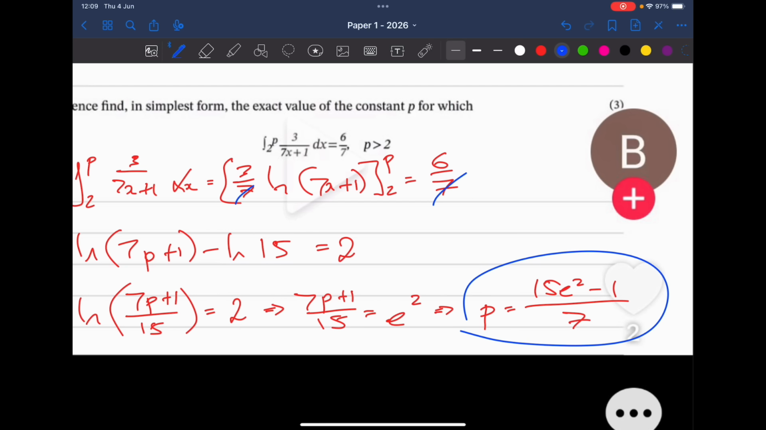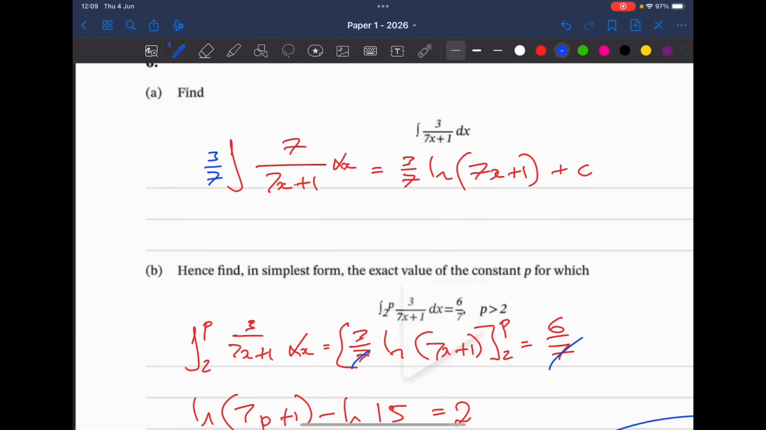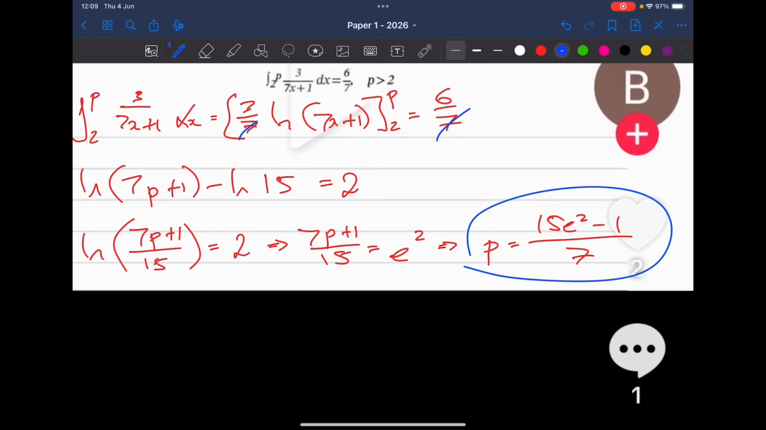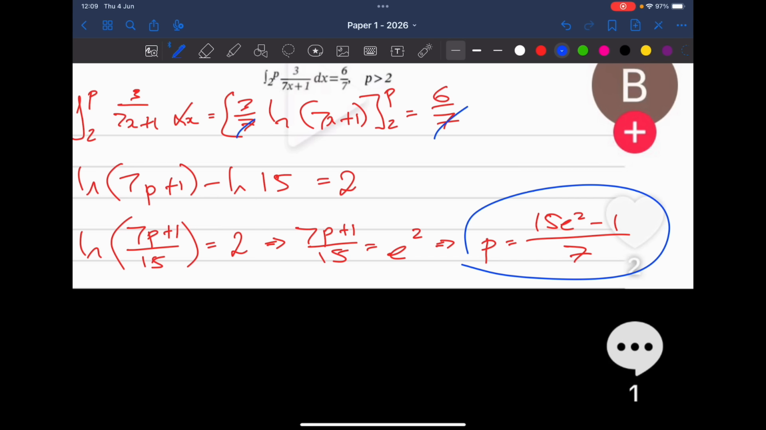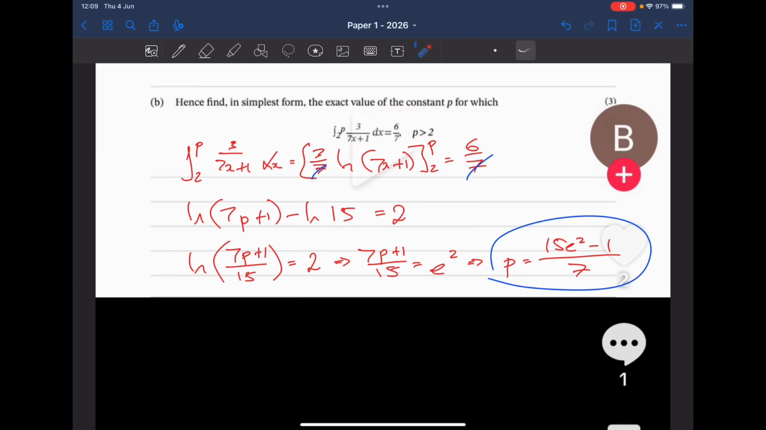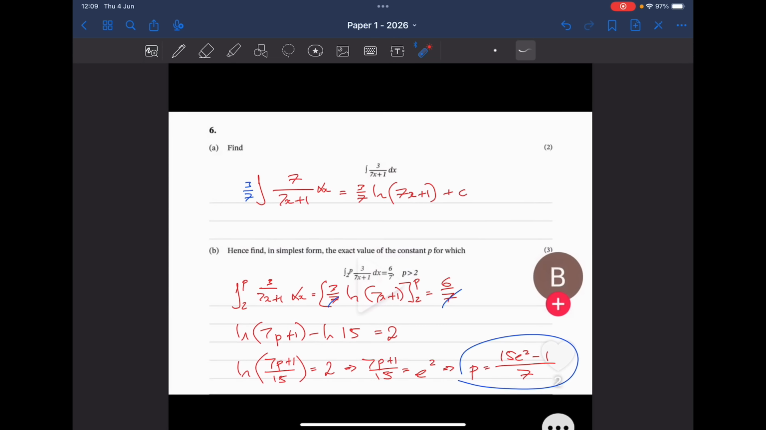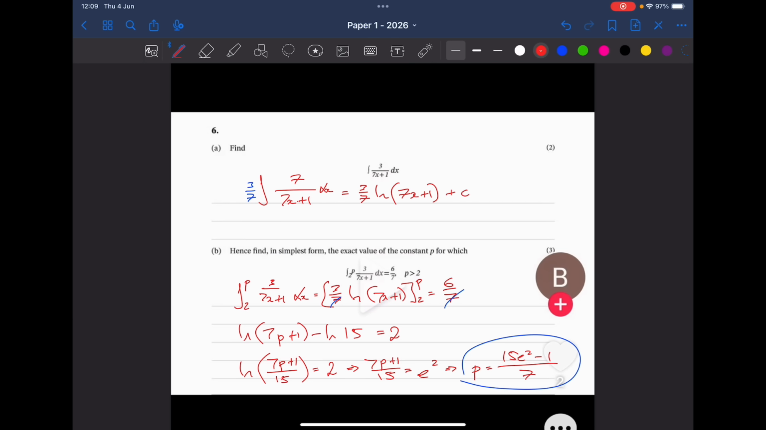Is that the same as I got yesterday? What question are we on? 6. P is, yeah, (15e squared minus 1) over 7. Yep, spot on. And again, I did go and check this. When you use that as the upper bound for this, it does give you exactly 6/7. So this is all looking good. Should be completely correct. Let's keep going.